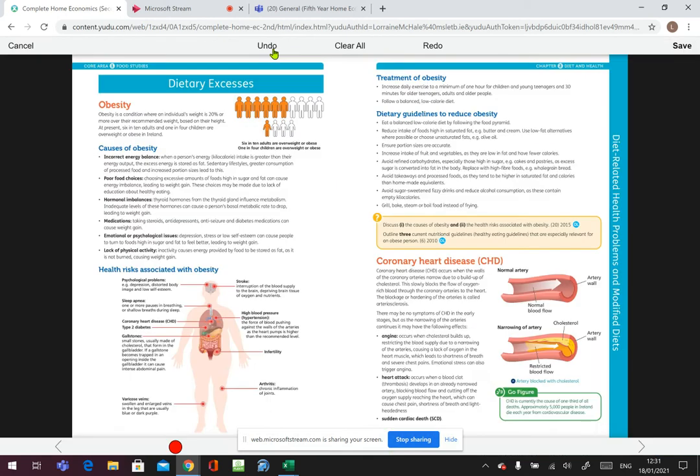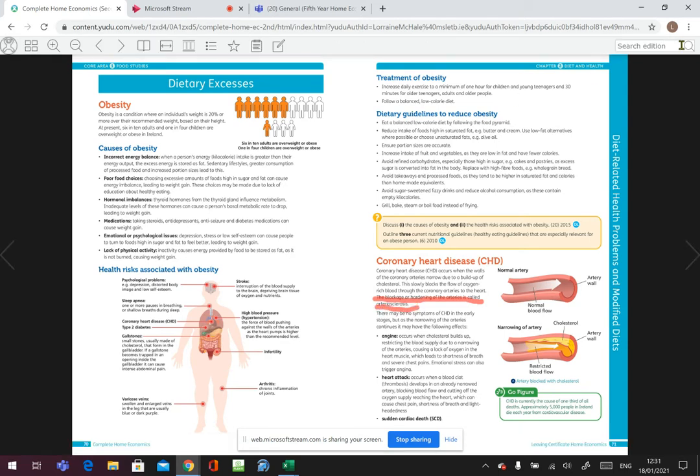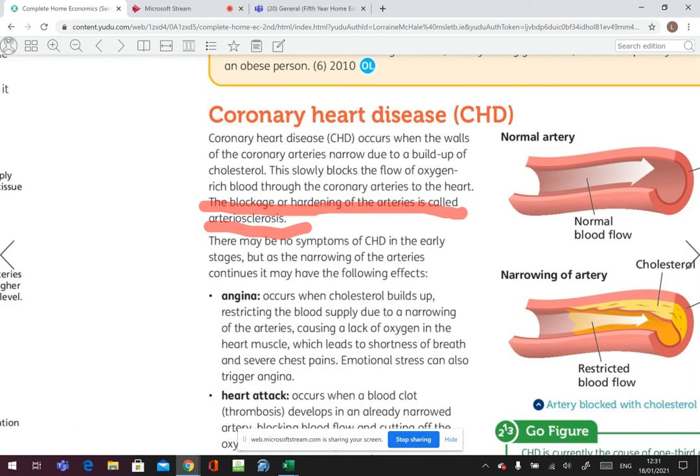So again, I'm going to try this. The blockage or hardening of the arteries is called, and this word comes up a lot, what is it? Atherosclerosis. Okay. I don't know if that's any good to you there, but you can do it in your own books as well. All right. So atherosclerosis is the key word. I've mangled it there, but you get me.